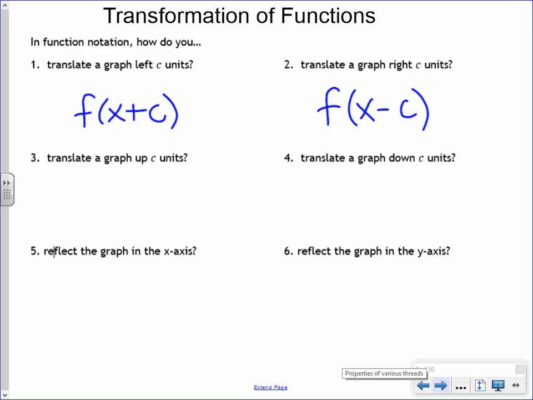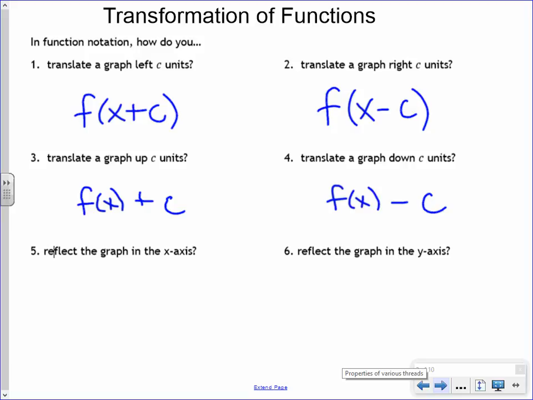Pod 3, how do we shift up C units? X, and then a C on the outside. If we add it to the end, it'll shift it up C. And pod 4, how about down C? Great. Anything on the outside of our function affects our y values. And so for a vertical shift, we're going to have that plus c or minus c on the outside of our function, affecting our y values.